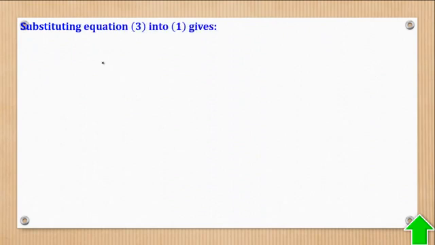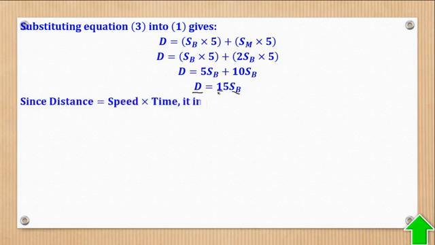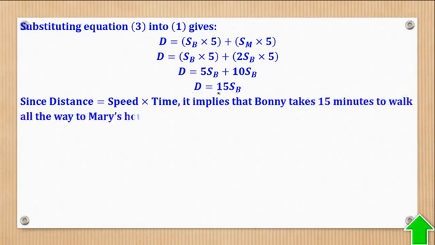So I'll substitute equation 3 into equation 1. Remember that was our equation 1. Where there is SM, I'll put 2SB. So this is that, this is that. In the end, it gives you 15SB. Now there is something funny. Do you see this? Total distance. Then the speed for Bonnie, meaning this should be time from this formula, because we know that distance is speed times time. Therefore, time taken by Bonnie is 15 minutes.